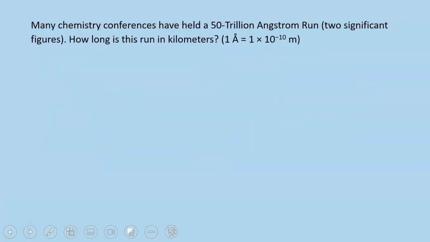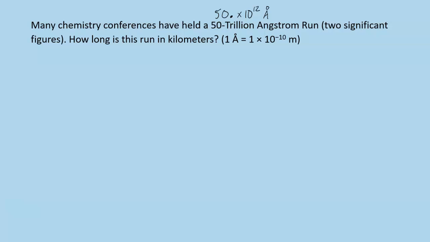Many chemistry conferences have held a 50 trillion angstrom run, and they want to indicate that 50 is 2 significant figures. So this is technically 50 with a decimal, and then trillion is represented by 10 to the 12th. Okay, and you would have to ask your instructor if you need to have that memorized or not. But trillion is 10 to the 12th, and angstrom, the symbol that we use, is an A with a degree symbol over it. How long is this run in kilometers? And then they tell you how many meters are in 1 angstrom.